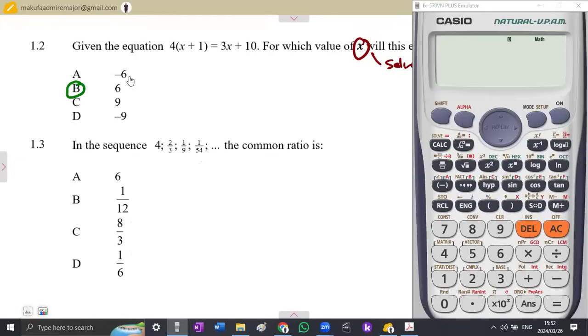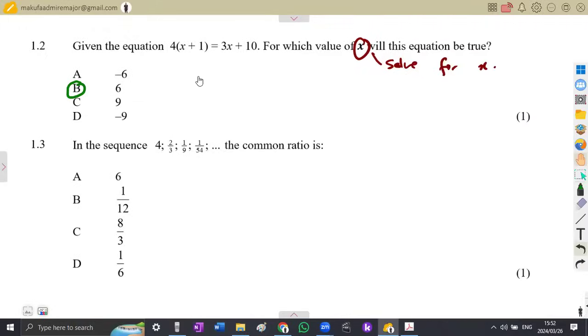When x is -6, we start with -6. That's 4 into x plus 1, and our x is -6, so it's going to be -6 plus 1 like this. If you simplify this, you're going to obtain -20. So on the left-hand side, if our x is -6, we are obtaining -20. We do the same thing on the right-hand side.